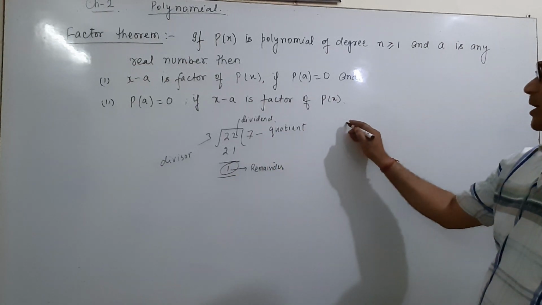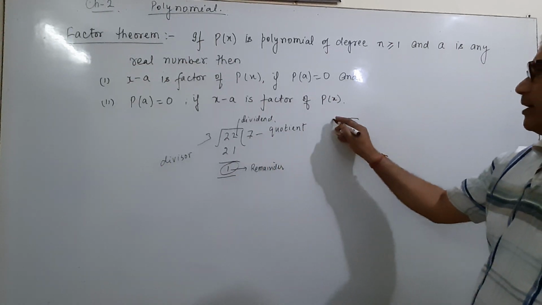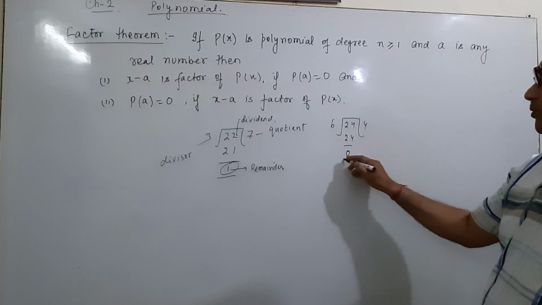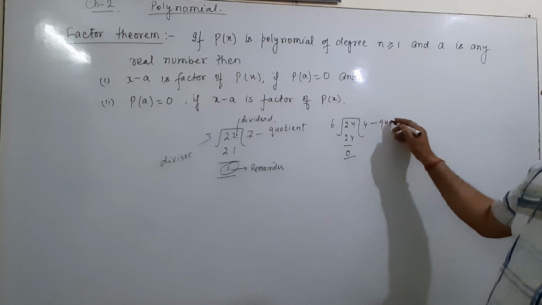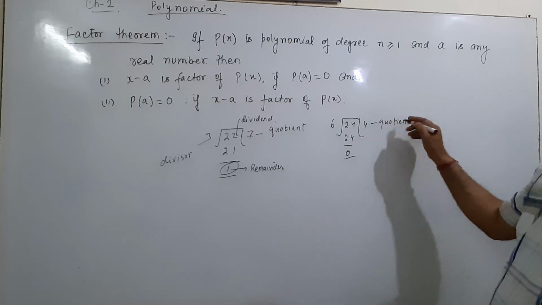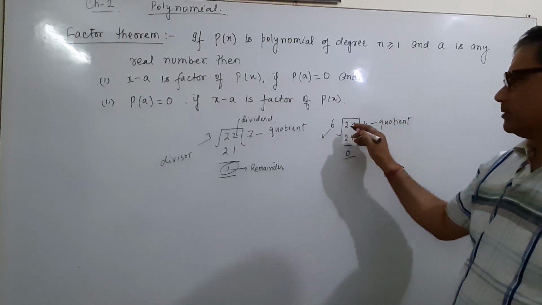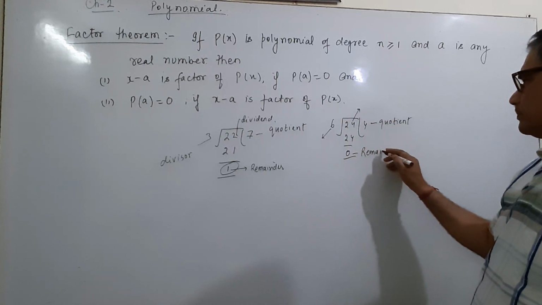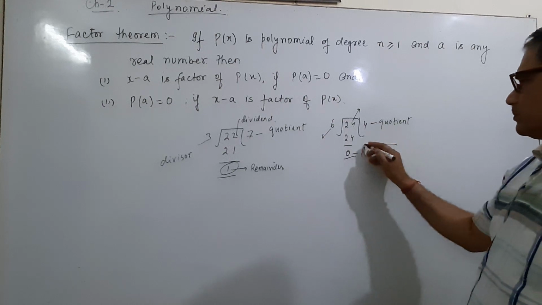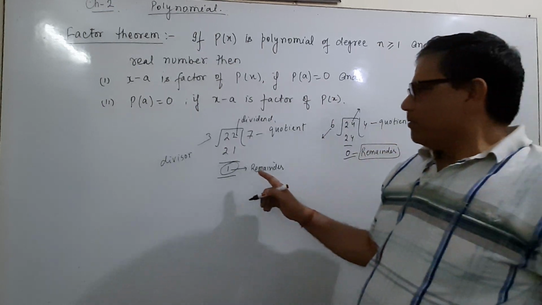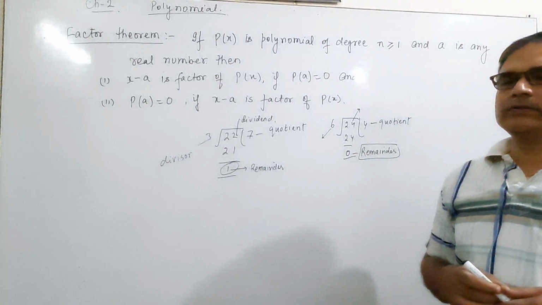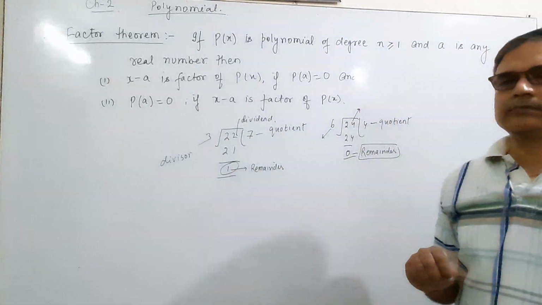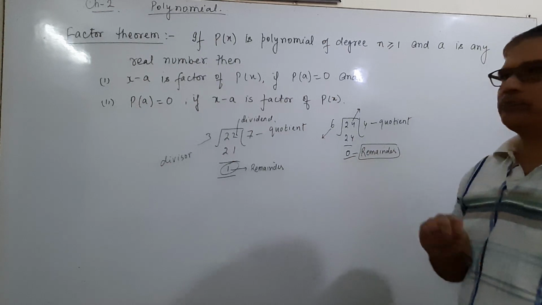And now again, 24 divided by 6: 6 fours are 24, remainder 0. This is the quotient, and what is this? Divisor. And what is this? Dividend, and this is the remainder. The difference is only that here the remainder is 1, and here the remainder is 0.